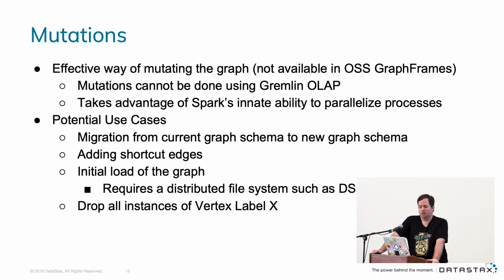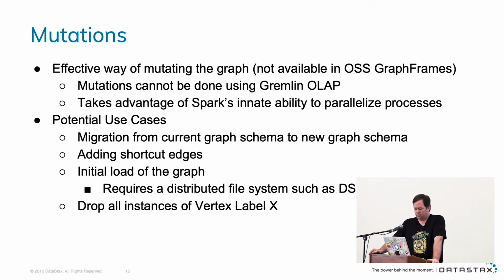If you have data in text files that you're going to pull out and load into your graph, you can put those on a distributed file system like DSEFS or HDFS. Use GraphFrames to read that data, and if you've got a 30 node Spark cluster, you can have 30 nodes just cranking data into your graph. So it's one of the fastest ways to push data into the graph in batch.